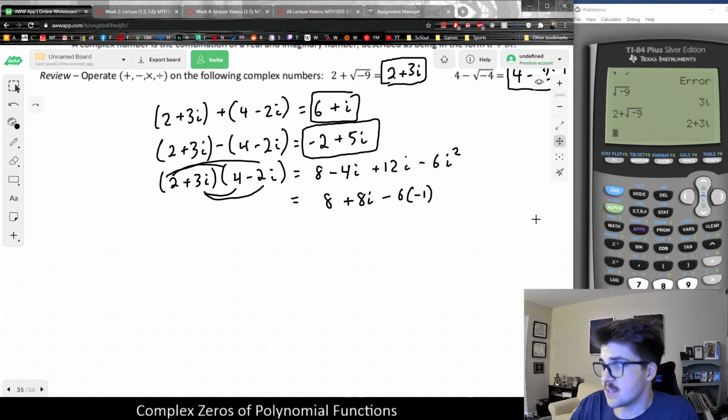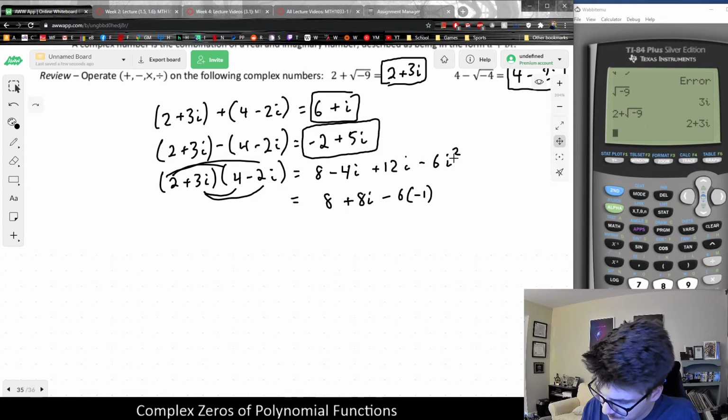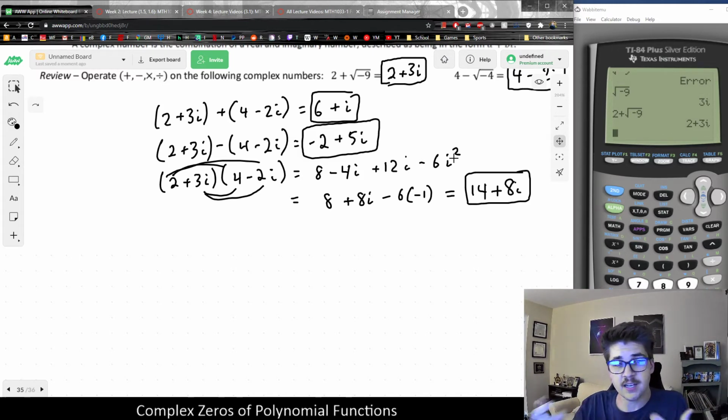And of course, negative 6 times negative 1 is plus 6. So 8 plus 6 is 14 plus 8i. And basically, notice that when I'm multiplying, it will still be a complex number, though the product is a little bit more complex. It's not the same combination of the numbers like adding and subtracting is.